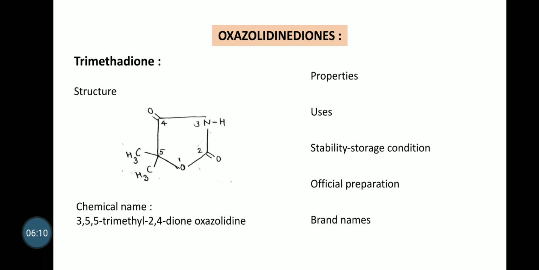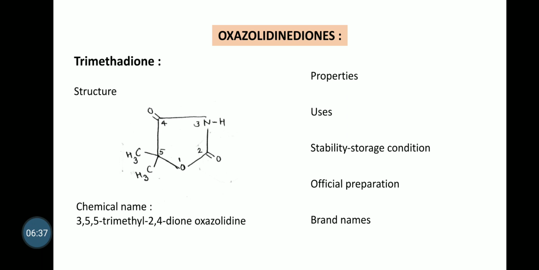Official preparations: trimethadione capsule IP, BP, trimethadione tablet NF, that is National Formulary, trimethadione solution NF. Brand names: Trimidone and Tridione. Trimidone and Tridione are the brand names of trimethadione.